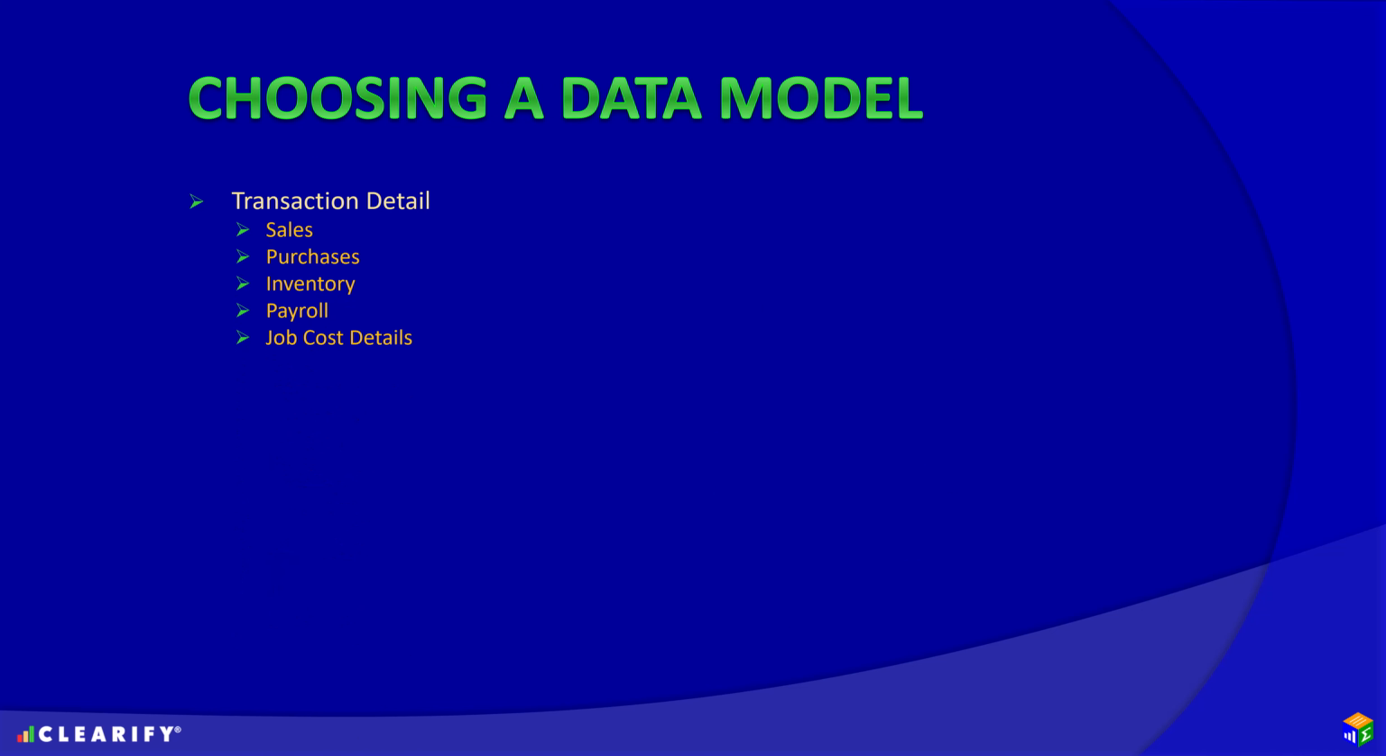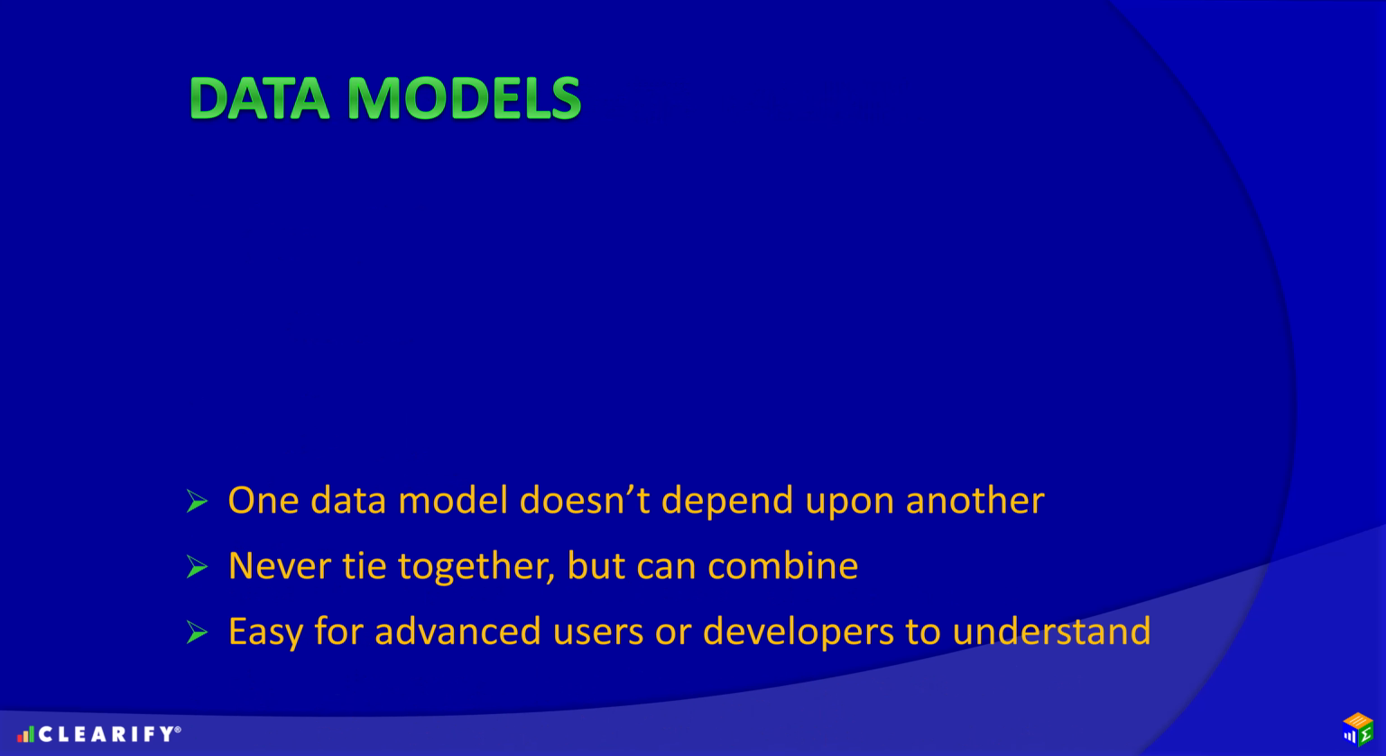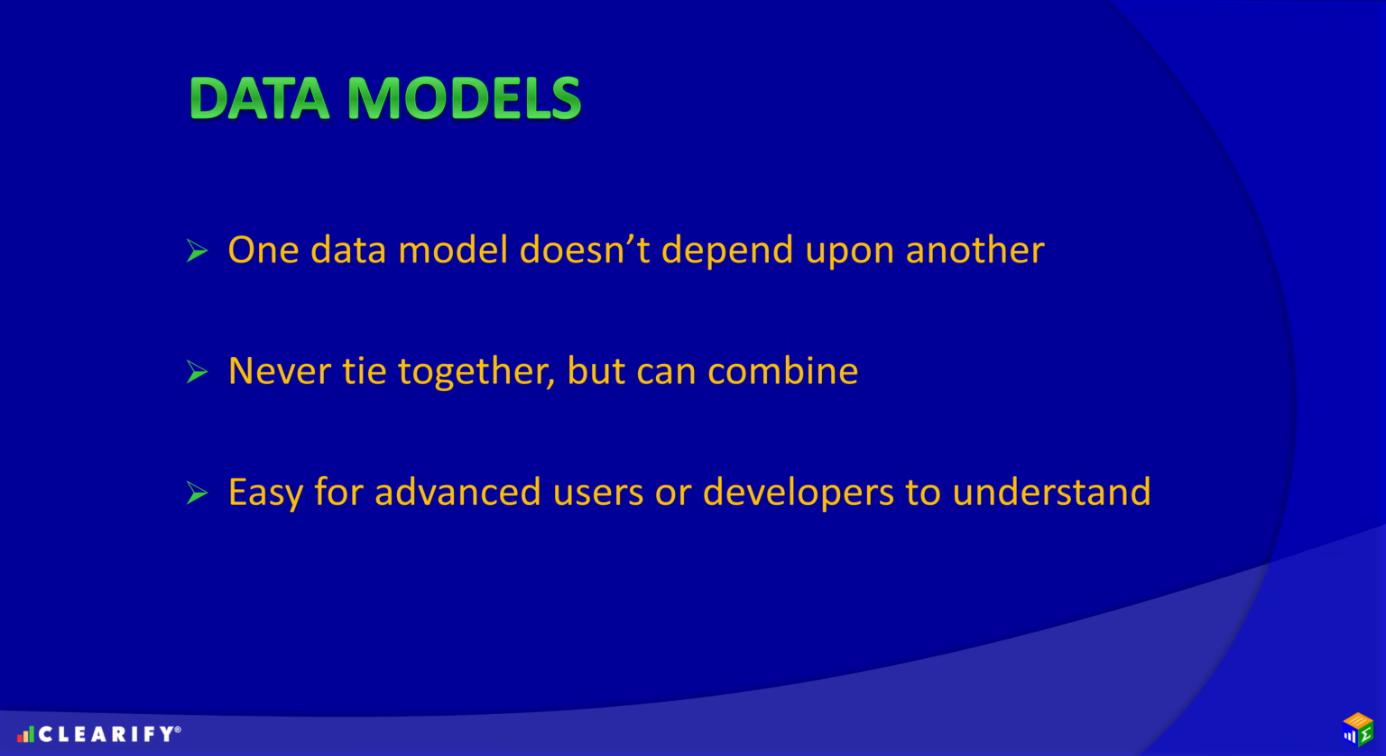Many are unique and all-encompassing, such as sales, purchases, inventory, payroll, and job cost. A good number of our data models deal with various options for financial statements and things like cash flow and trial balance activity. And some are accountant-based, such as general ledger detail and profit and loss detail and fixed assets. There is a video link below where we discuss the data models in more detail. For now, the thing to remember is that one data model does not depend upon another, and you would never tie one to another unless you are trying to do something that QuickBooks does not do or store underneath the hood.